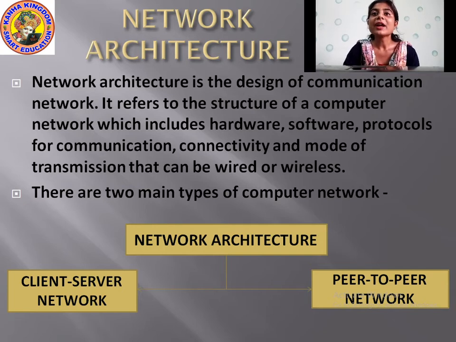Okay? Now, there are two main types of computer network. How many types of computer network are there? Two. Those are client-server network and peer-to-peer network. There are two types of network, that is client-server network and peer-to-peer network. P-E-E-R, peer-to-peer network. Understood?